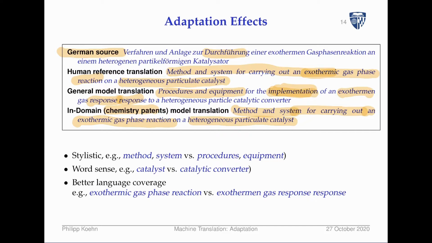So the differences here are stylistic, so method and system versus procedures and equipment, where methods and procedures are probably pretty synonymous, but in the patent domain a method has a very specific meaning, so you use that word there, and system also has a very specific meaning, so you use that term there. And then word sense between catalyst and catalytic converters.